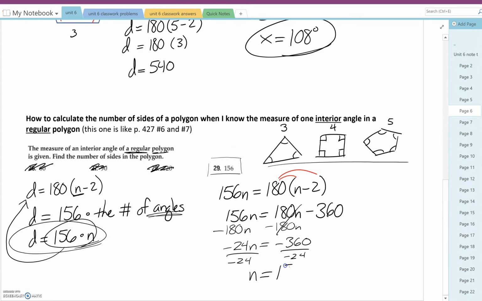15. N is 15. What does that mean? That means that if I have a shape with 15 sides, each one of the angles inside of that shape is going to be 156 degrees.